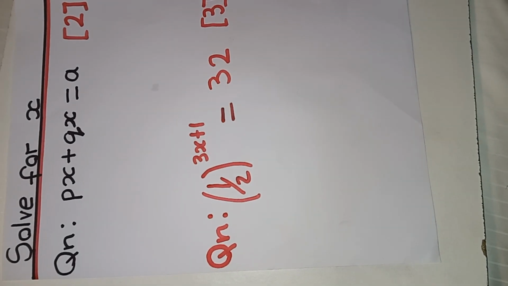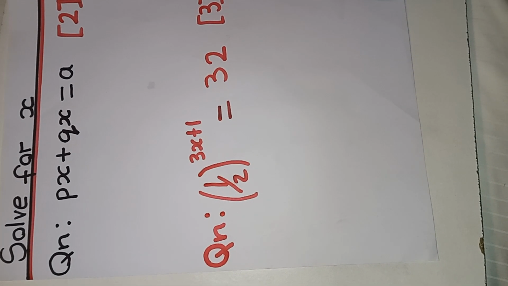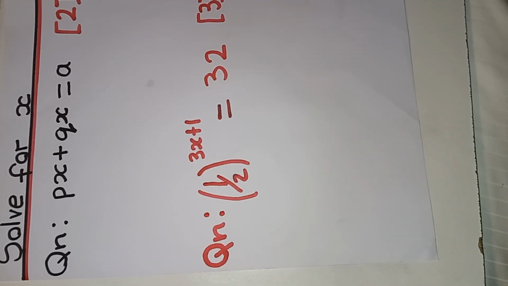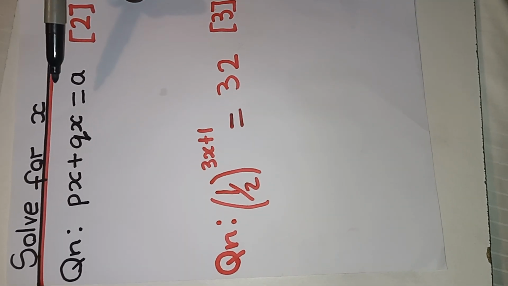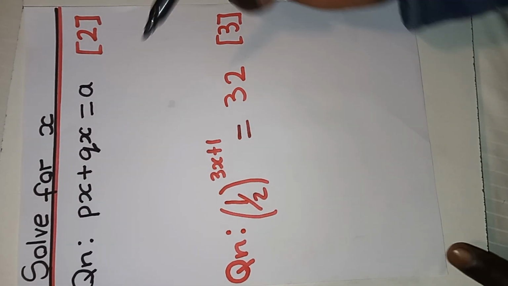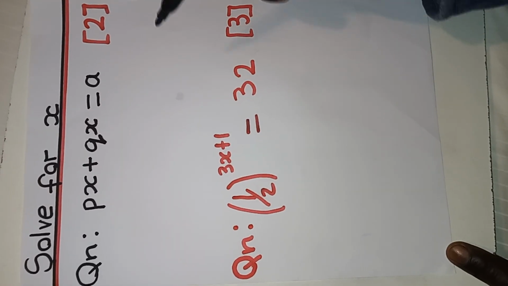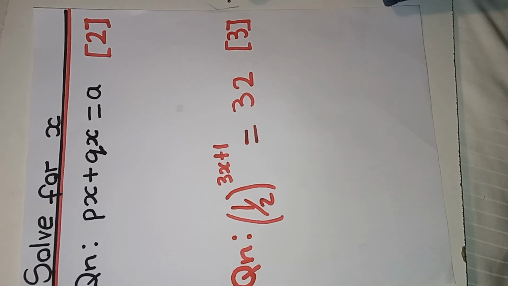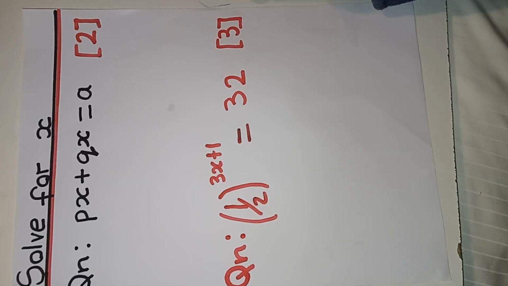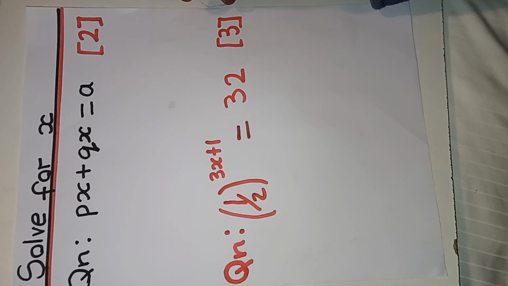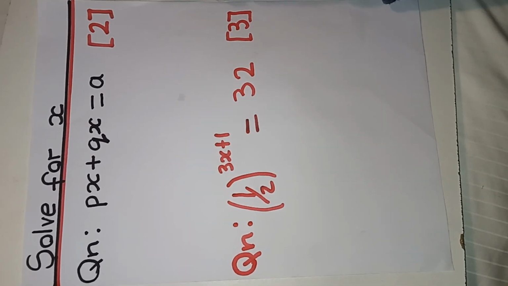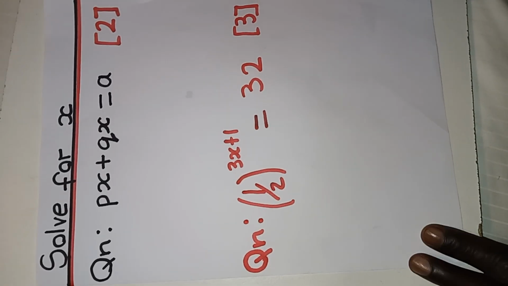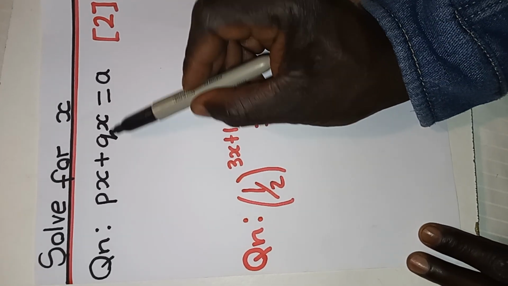Today we are looking at two exam questions. These exam questions are mainly on solving for x, as written here on top. Solve for x, given px plus qx is equal to a. What it means in this case is you want to make x the subject of the formula. Treating that as a given formula, how do you do it when we have two parts that have x's on them?